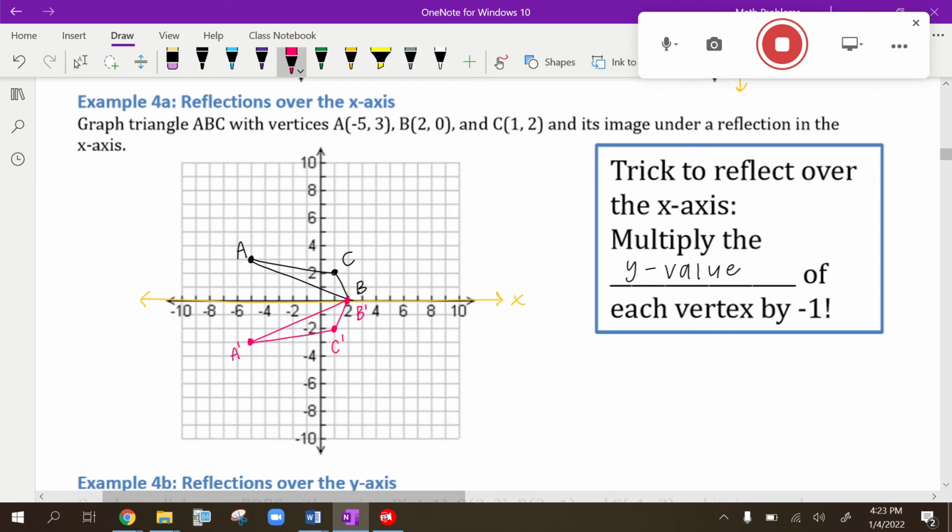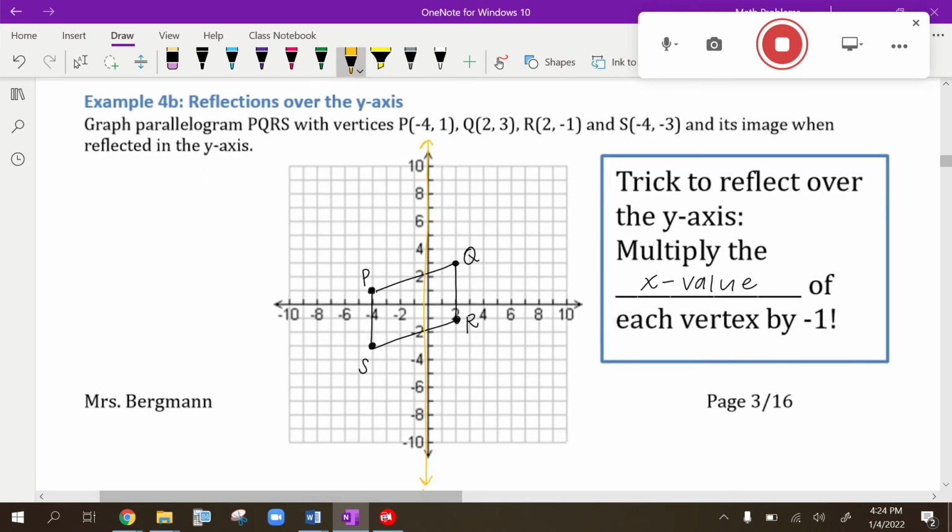Now, I said that point A was at the point -5, -3. The image of B was at 2, 0. And the image of C is at the point 1, -2. So a trick that you can use to check this answer is whenever you're reflecting over the x-axis, you just multiply the y value of each vertex by -1. So notice the y value gets multiplied by -1.